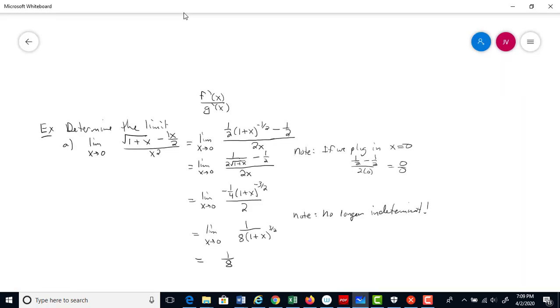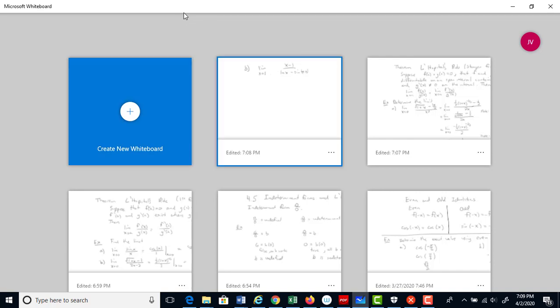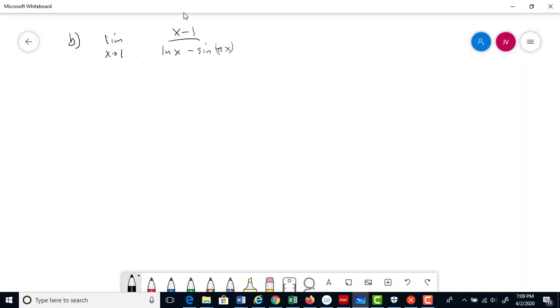And I know I didn't really mention it, but if you do the original, when you plug in 0, this is 1. That's an error there. I'm going to have to look at that. I'll come back to that. Okay, so we should always make sure that this is 0 over 0. So when you plug in 1, you get 0.